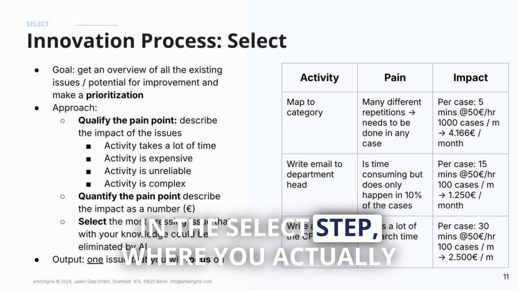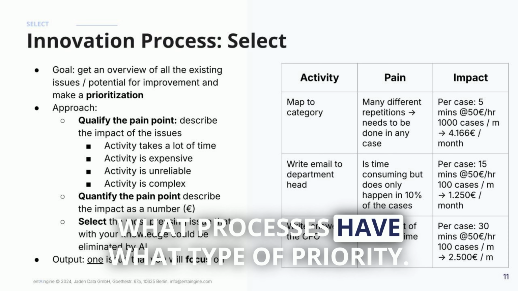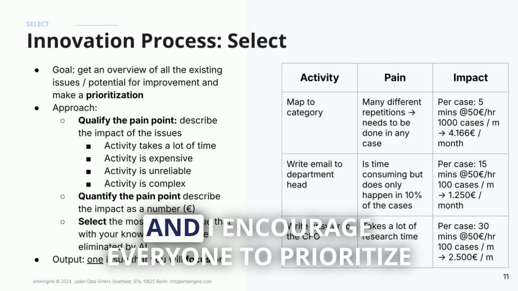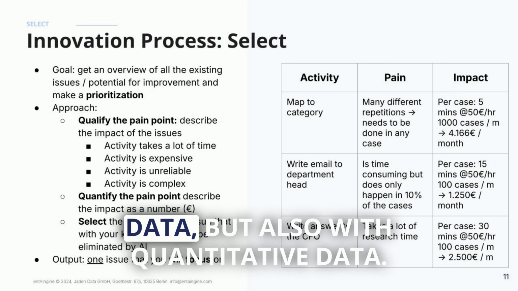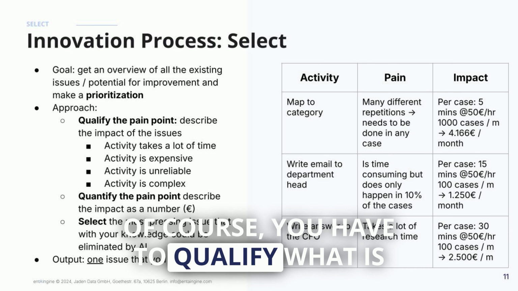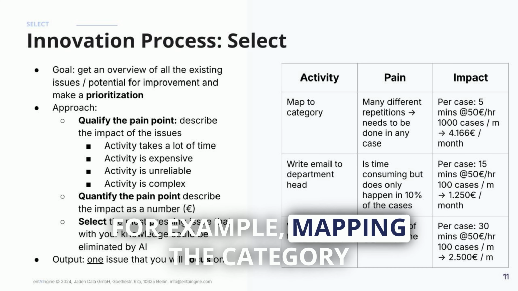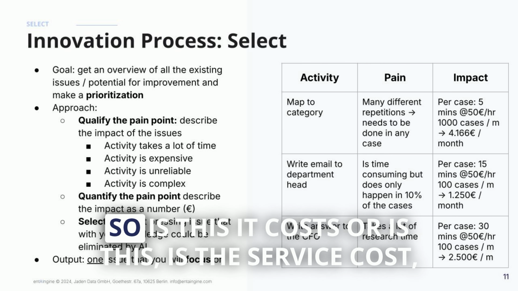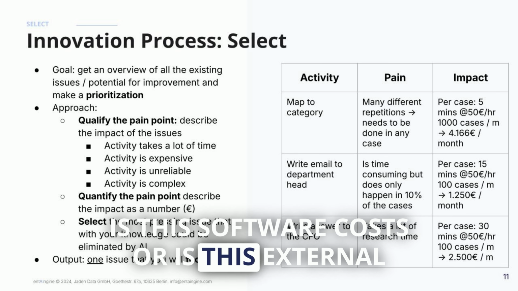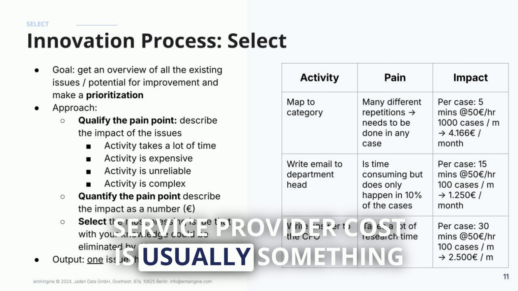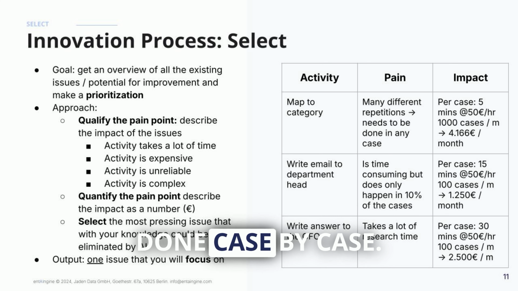In the select step, where you actually go through all of these things, you say what processes have what type of priority. And I encourage everyone to prioritize that with not only qualitative data, but also with quantitative data. Of course, you have to qualify what is your pain point, but you also have to give a number to it. For example, mapping the category to an invoice. So is this IT cost, or is this service cost? Is this software cost, or is this external service provider cost? It is usually something that has many different repetitions. So that's the pain, and it needs to be done case by case.